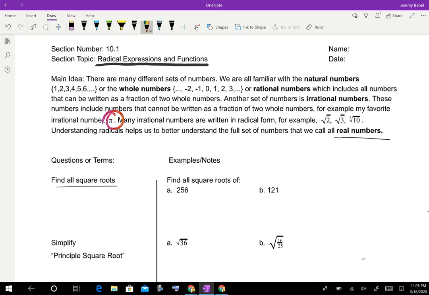But some of the irrational numbers that we're talking about are things that do get written in a radical form. So things like square root of 2, square root of 3, or the cube root of 10. The square root of 16, however, is not an irrational number because that's just 4, which is a counting number, natural number. So it can be written as a fraction, 4/1.